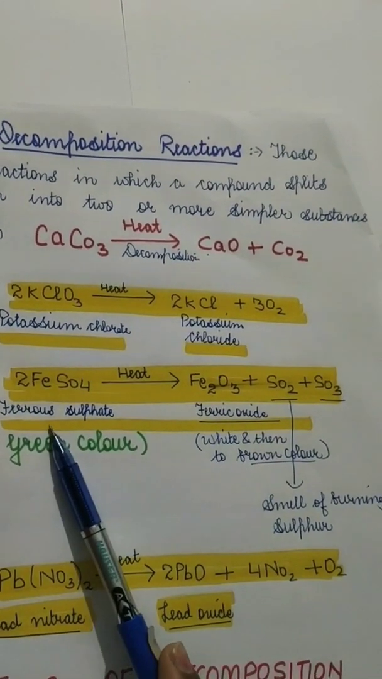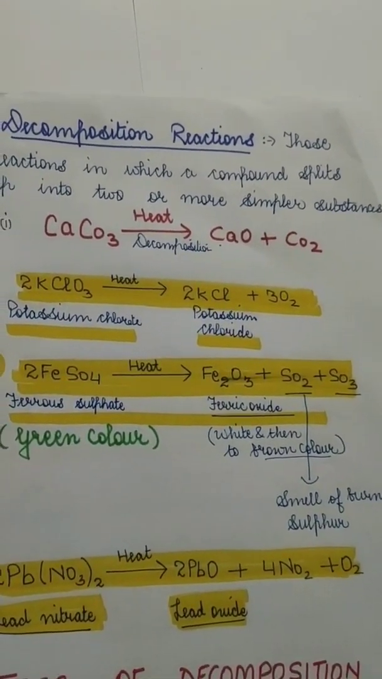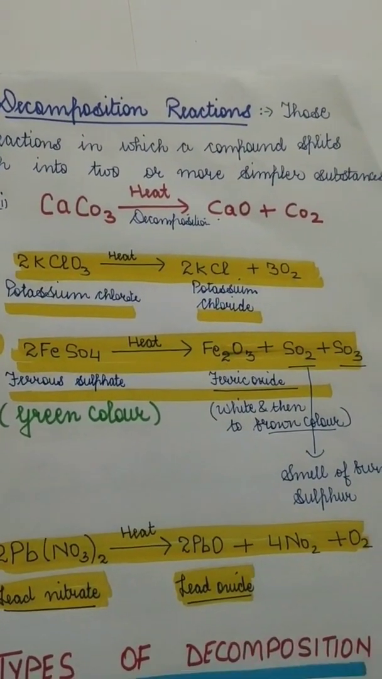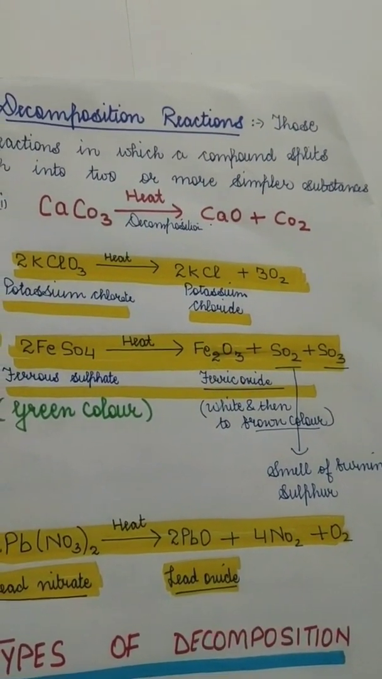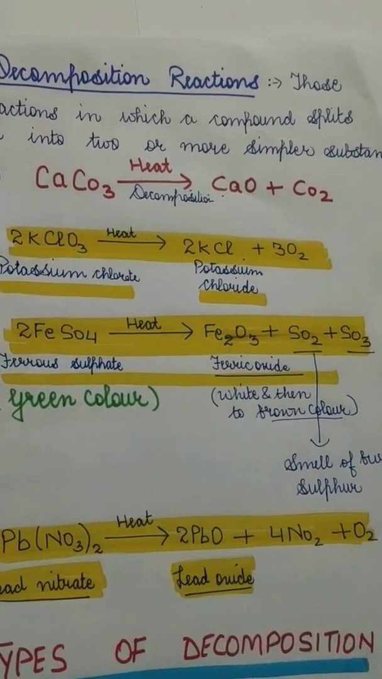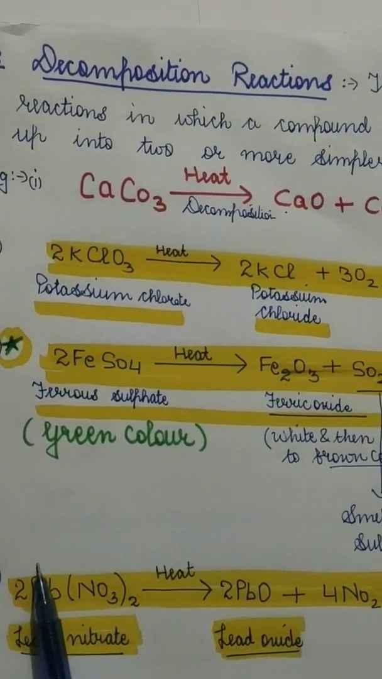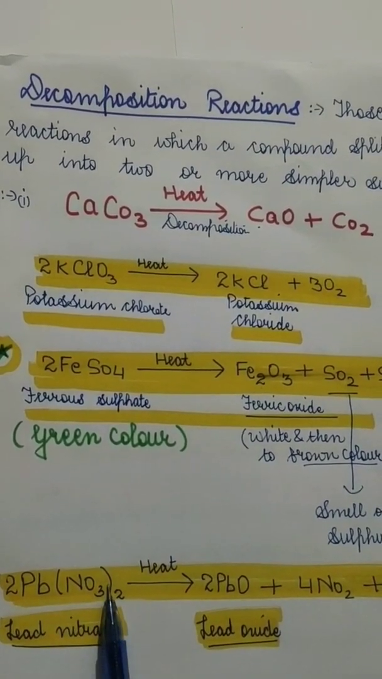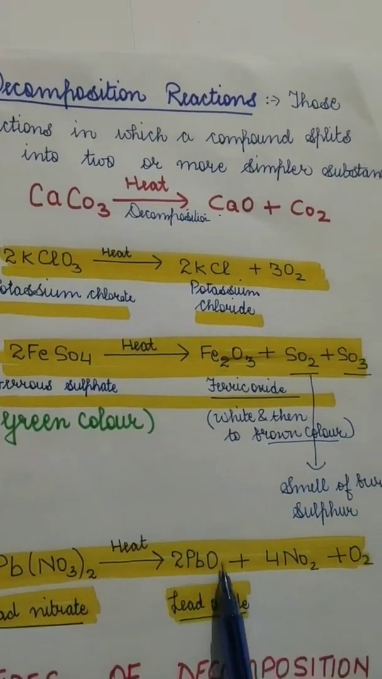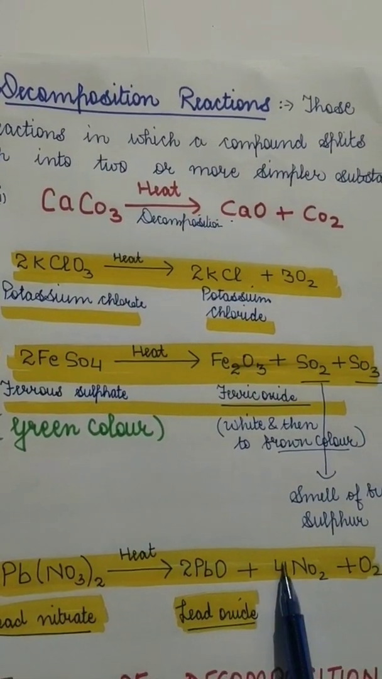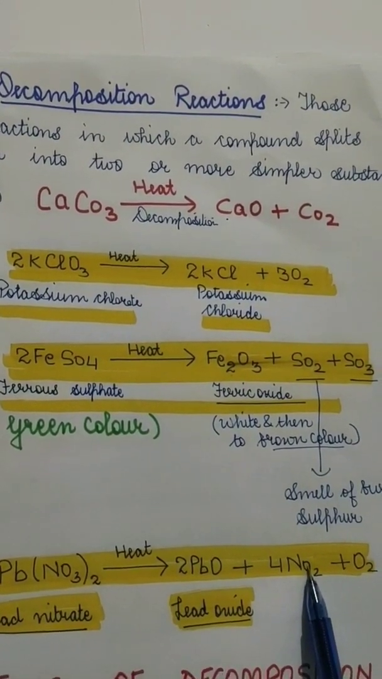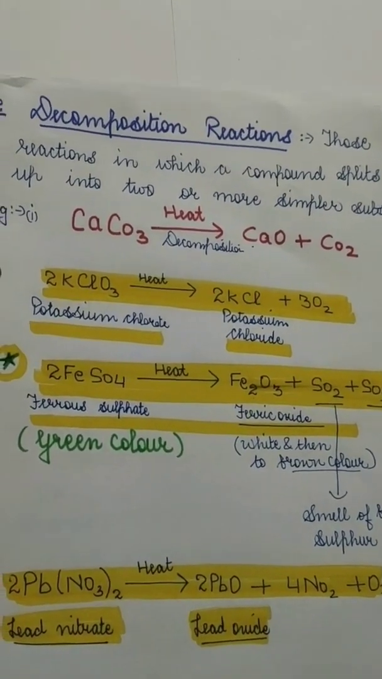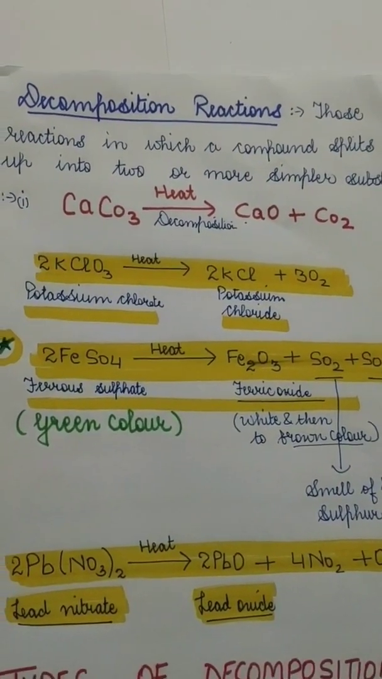So in this decomposition reaction, the ferrous sulfate breaks down into ferric oxide, which is brown in color, along with sulfur dioxide and sulfur trioxide being released. The other example is lead nitrate. When Pb(NO3)2 is heated, we get lead oxide, along with NO2, and oxygen is released. So these were the examples of thermal decomposition reactions.